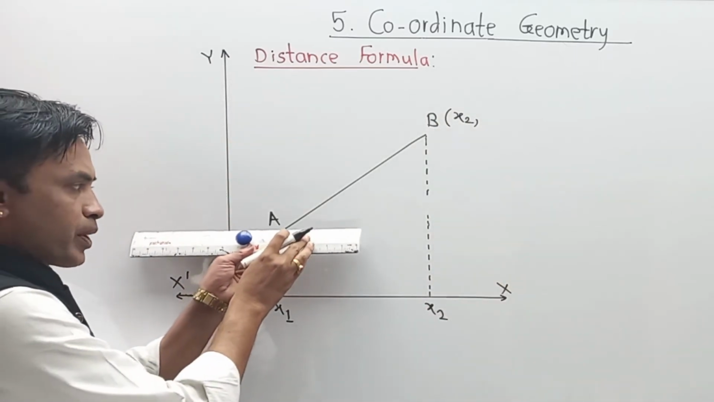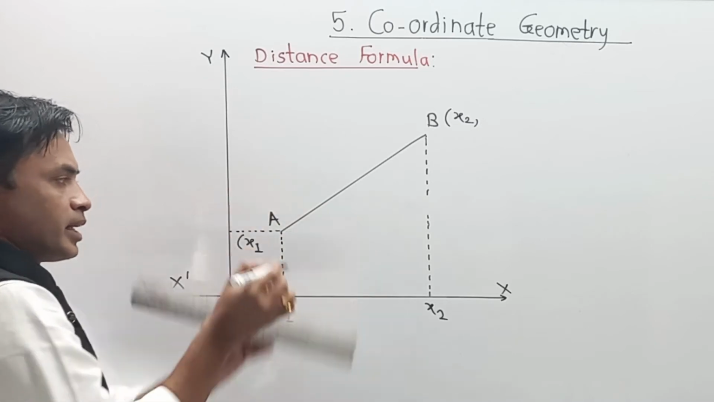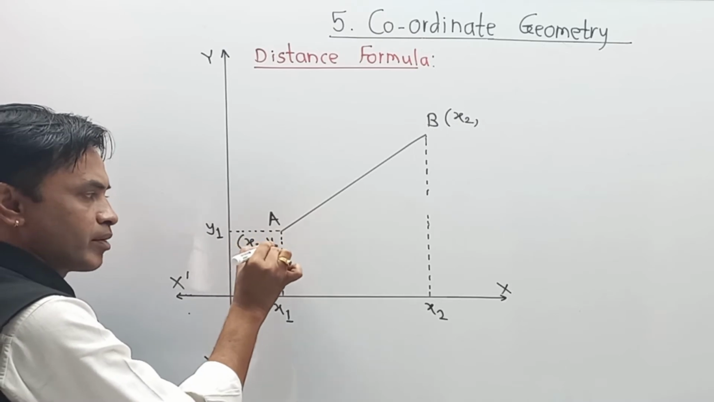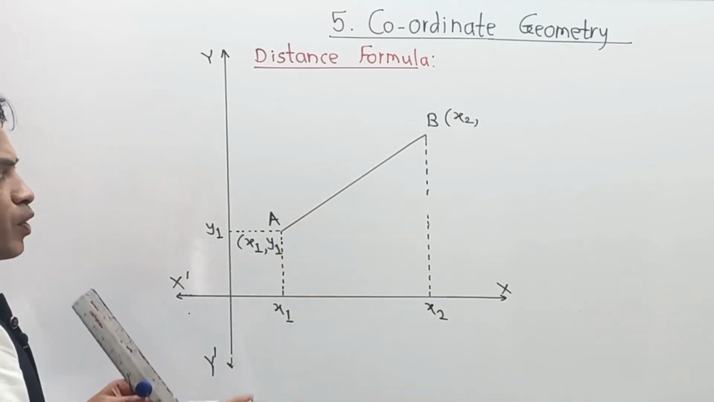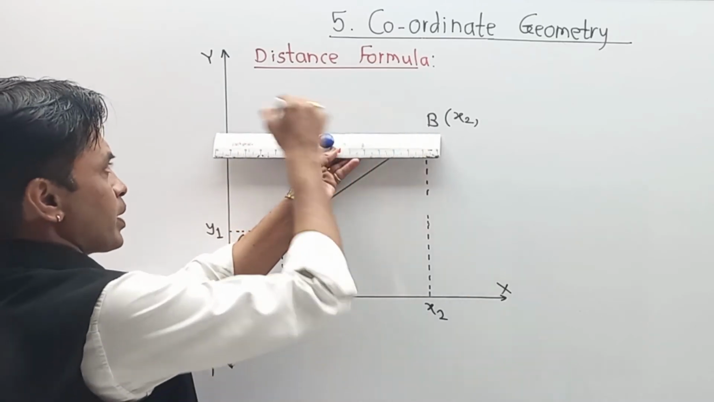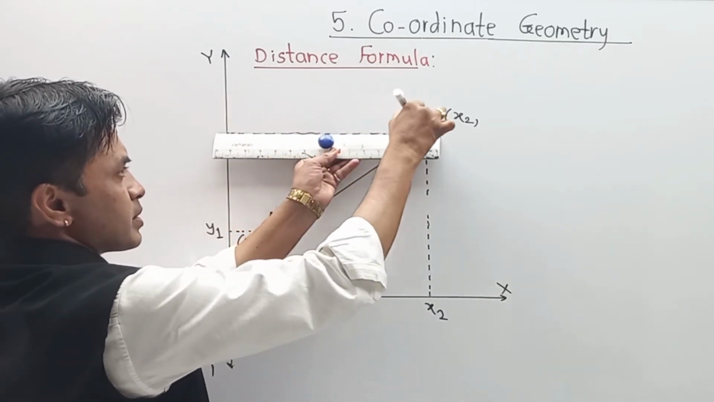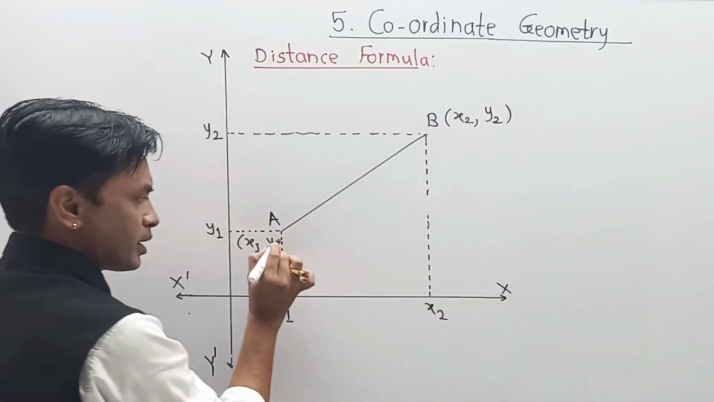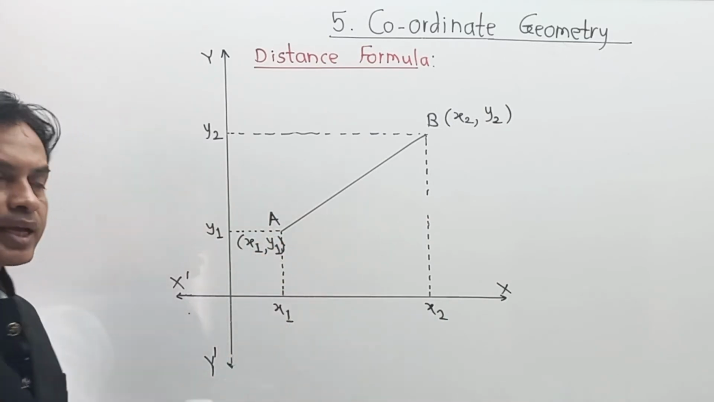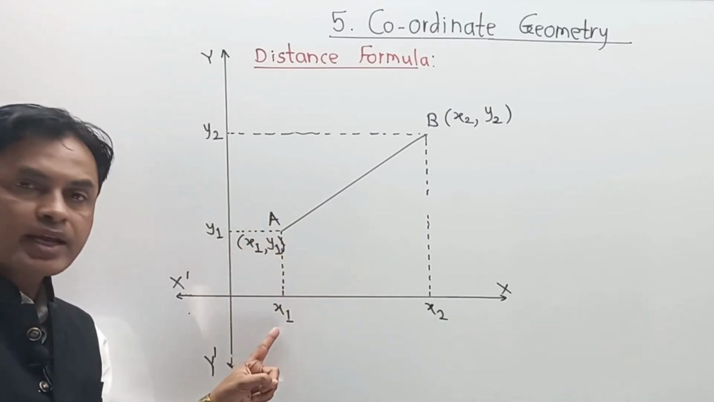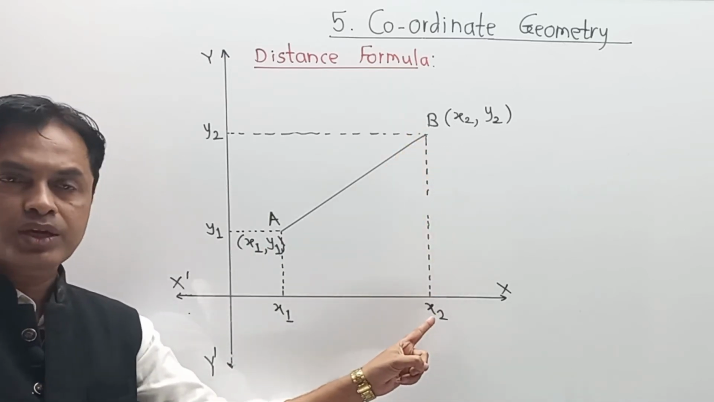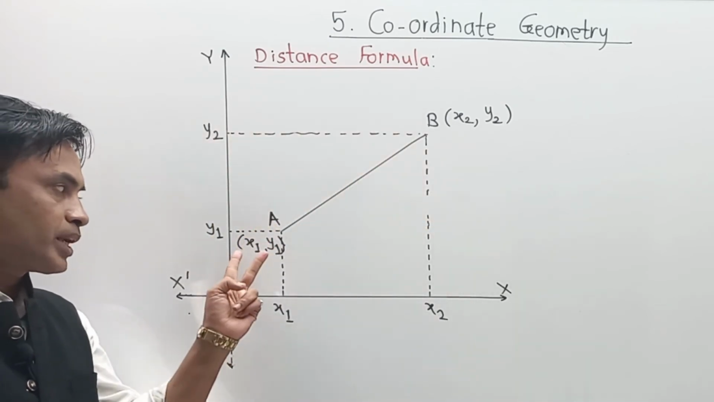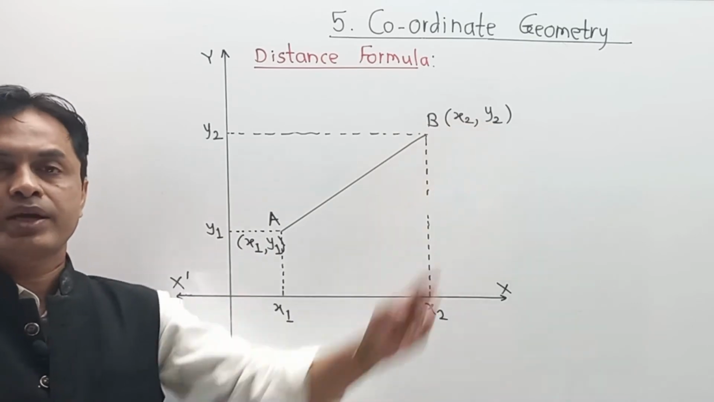Same way, for point A, I am going to indicate the y coordinate. Let us say this is a value called y1. And for point B, the value of the y coordinate from the reference of the y axis, let us say this is y2. In short, the coordinate for A is x1, y1 and the coordinate for B is x2, y2.